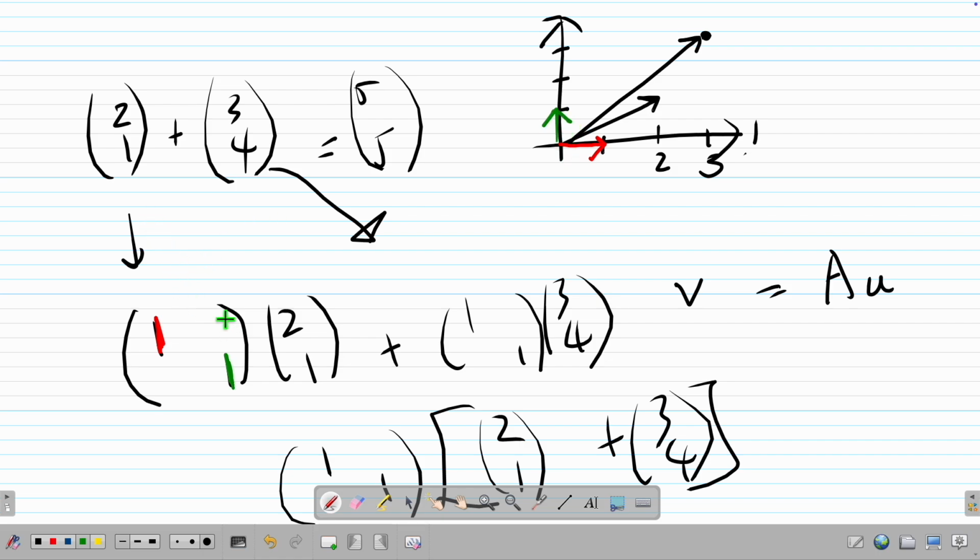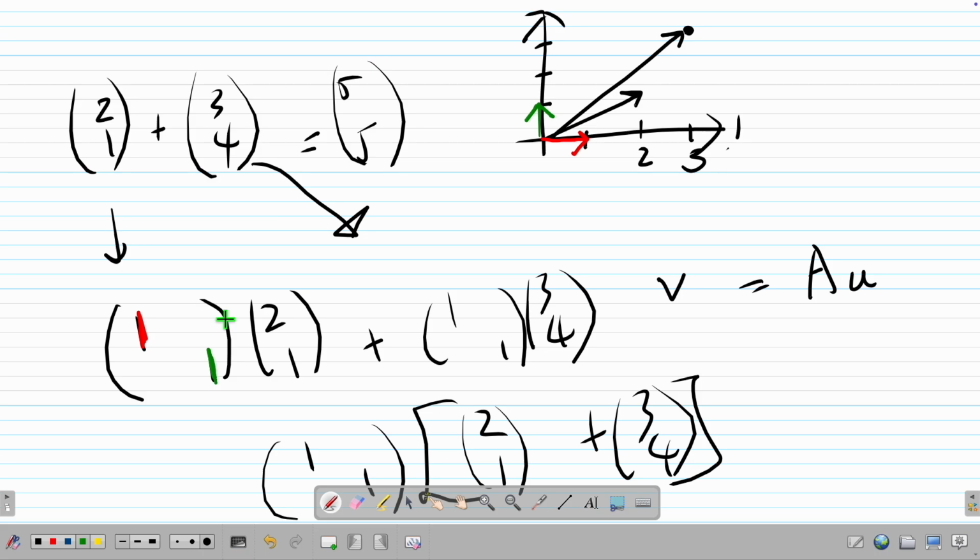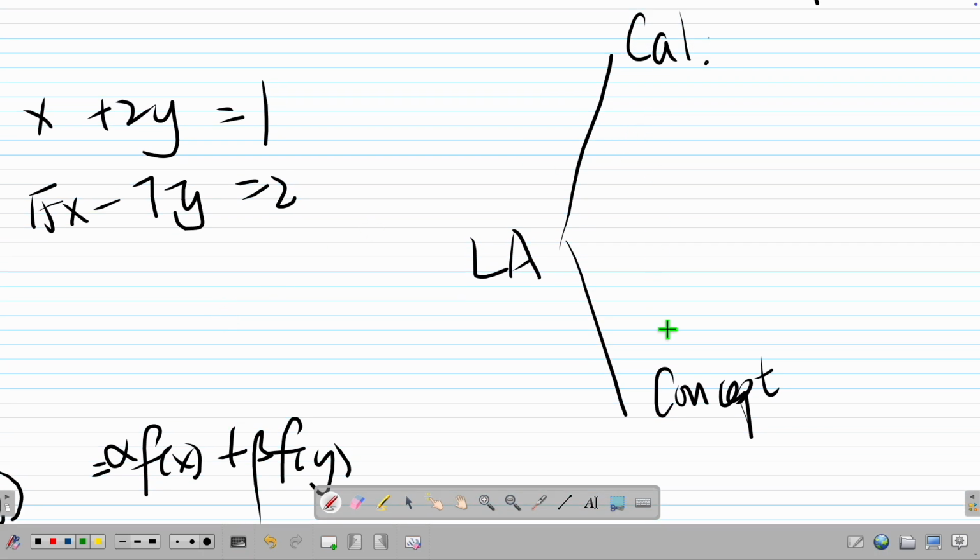This stupid equation, which you may think, oh, it's very easy. Yes, calculation-wise, very easy. As I said, calculation and concept. This part, very easy, very tedious. This part, no calculation at all. You can solve it in 1 second, but if you don't understand, you don't understand. Now I'm trying to talk about this part.